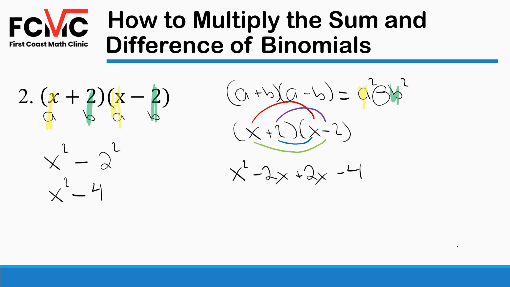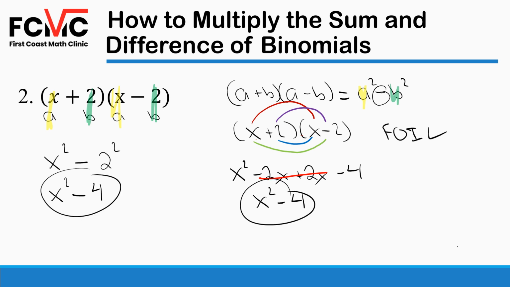Negative 2x plus positive 2x, well, these are going to cancel each other out. We're just going to get 0 there. So we're left with x squared minus 4. All right, so using FOIL here as a check, our answers match. All right, let's do 2 more examples multiplying the sum and difference of binomials.